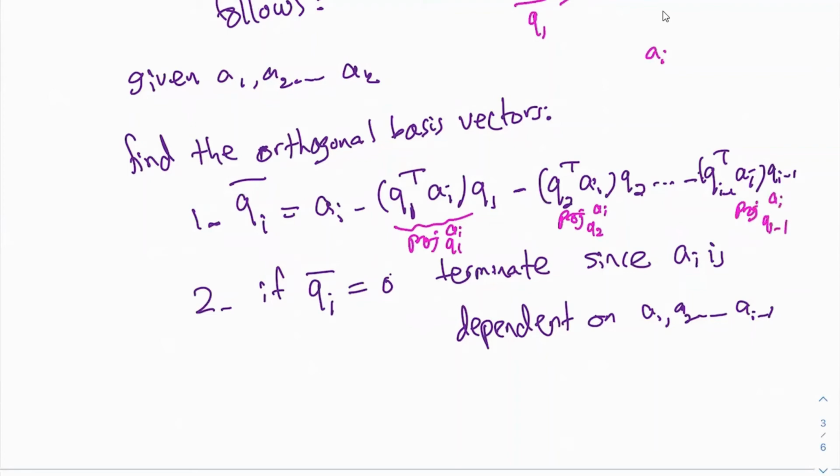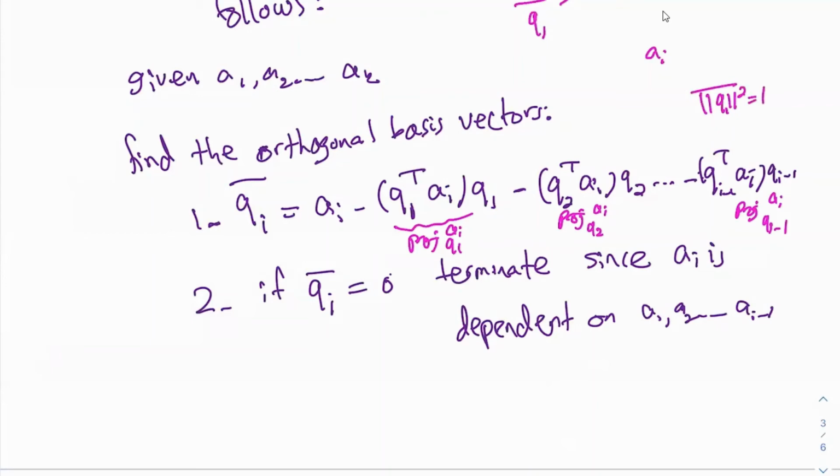Now, remember the denominator is 1. Why? Because Q1 all the way to Qi minus 1 already form an orthonormal set. So they have a unit norm. You can write the denominator if you like. It's going to be something like Q1 squared, which is 1. So you can write the denominator if you like.